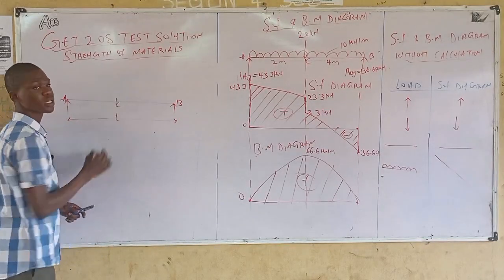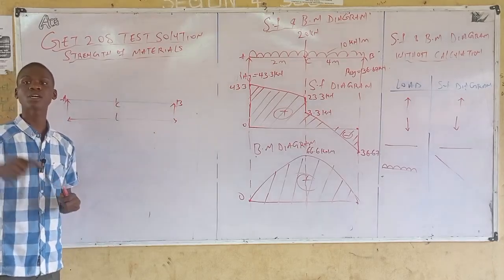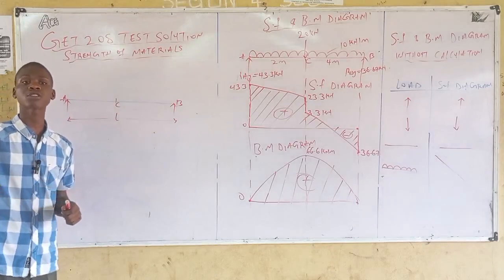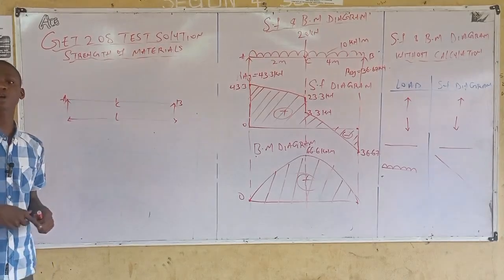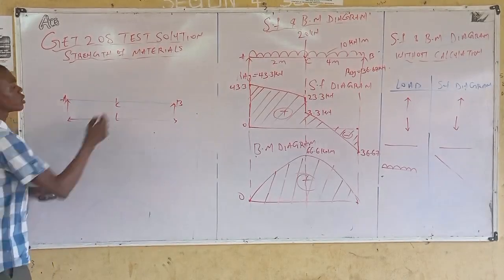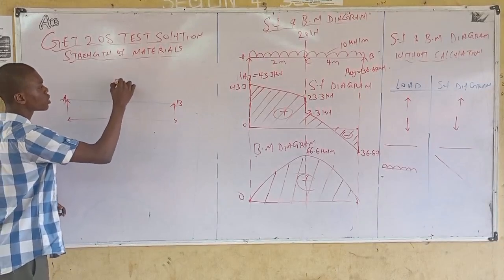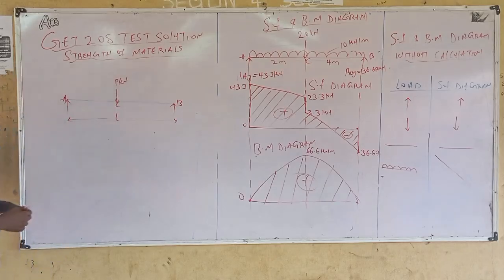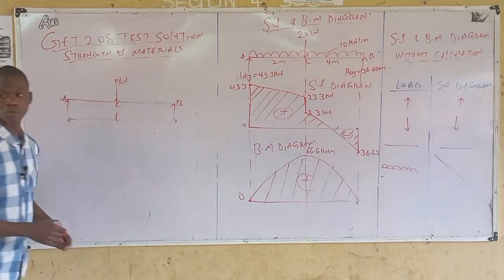Let's call this place C. This beam, this simply supported beam, is subjected to a concentrated load at the center. When we say concentrated load, meaning a point load, the intensity of this point load is P. So at this midpoint, this is P kilonewton. You have to draw the shear force diagram and the bending moment diagram of this beam.